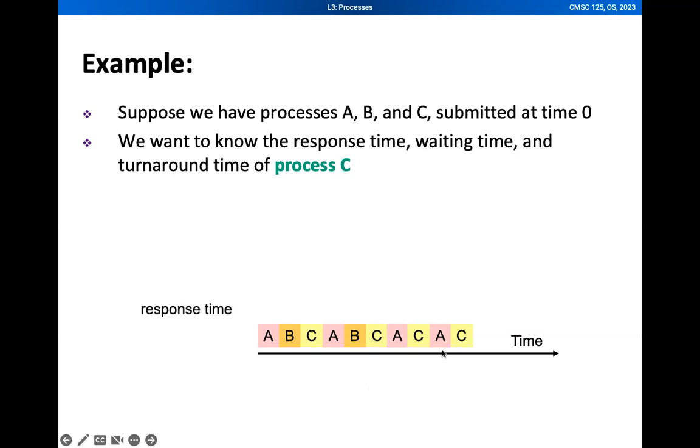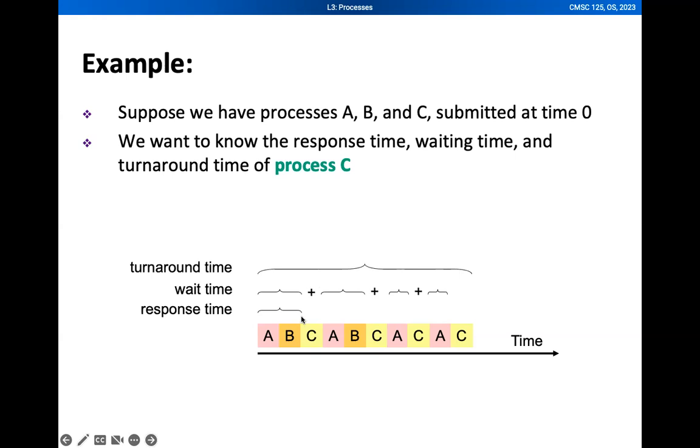What about for process C? The response time is the time before A and B have executed for some time, and before process C has started its execution. After this part, where A and B have executed for some time, the response time of C is the time when C already started its execution. Now, the waiting time would be the time that C is in the ready queue while A and B are executing. So we are summing up here the time that A and B are executing while C is not.